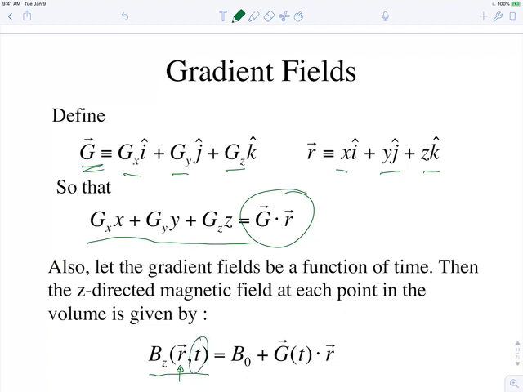and here, as a preview, we're going to vary the gradients with time. So we're going to allow things to vary with time as well. So now I have this main field, the static field, and these are the gradients. So I have a main field, and I'm adding on my gradient field. And the amount that I add on is due to the gradient, and depends on where I am in time and also where I am in space.